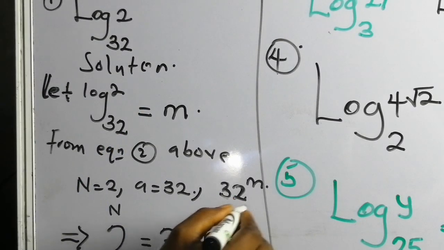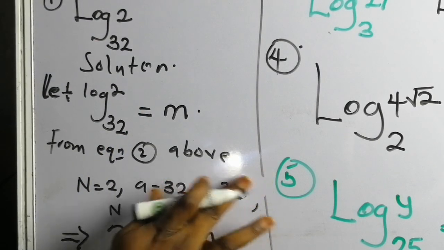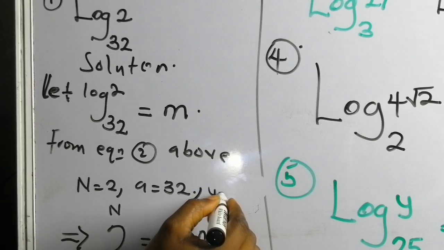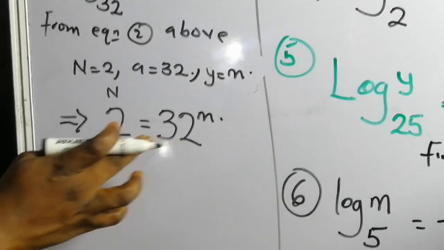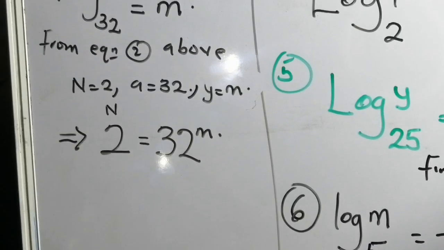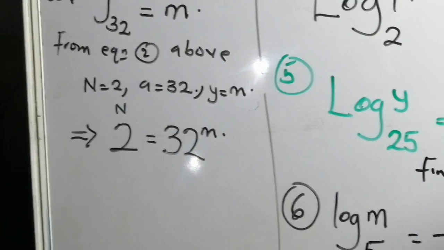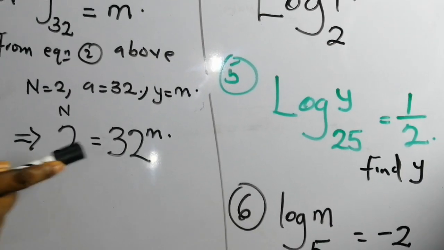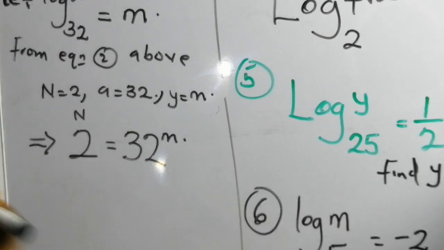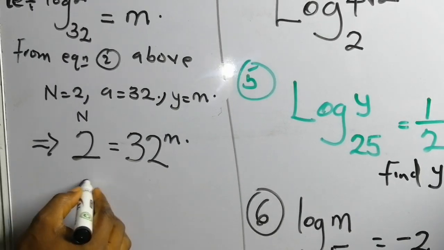Okay, let me write it here so that we won't get confused. My y equals m. Do you see it now? So at the end of the day, that implies 2 raised to power 2 equals 32 raised to power m. And don't forget, in law of indices, I said before you can cancel base, you have to make it the same. So at the end of the day, this one will be what?